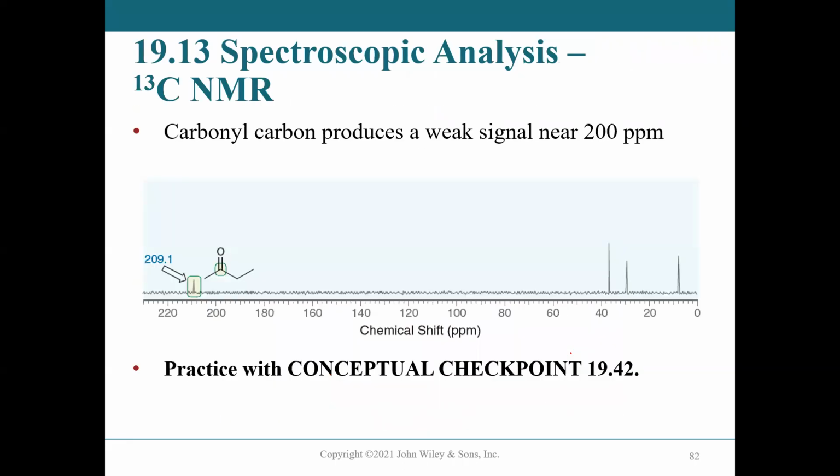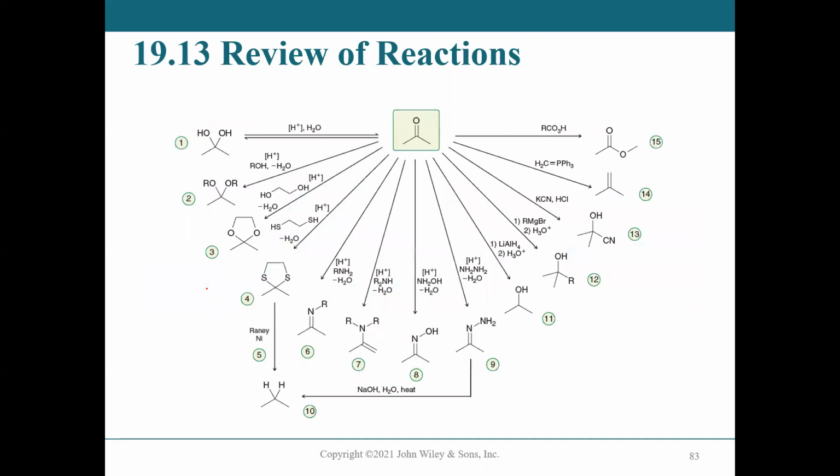Then they go into carbon-13. Remember, carbon-13 has 6 protons and 7 neutrons. The carbonyl carbon produces a weak signal near 200 ppm. We see that carbon right here. And the signal can be identified with relative ease because very few signals appear that far downfield in a carbon-13 NMR spectrum. So then they give us this.